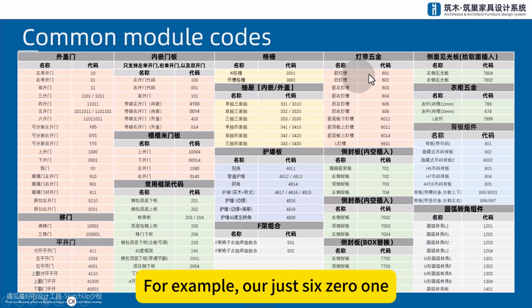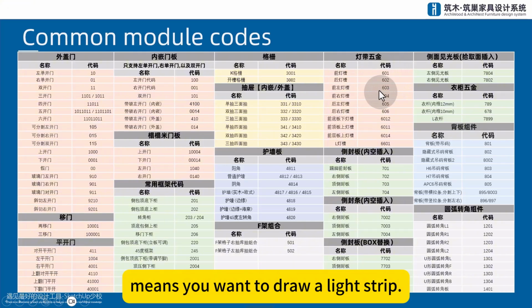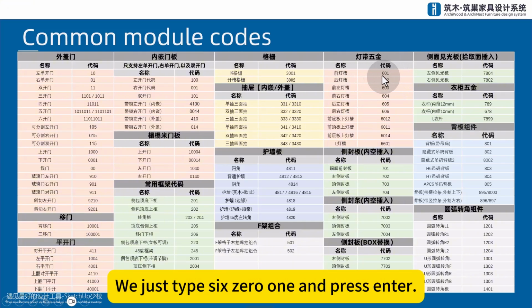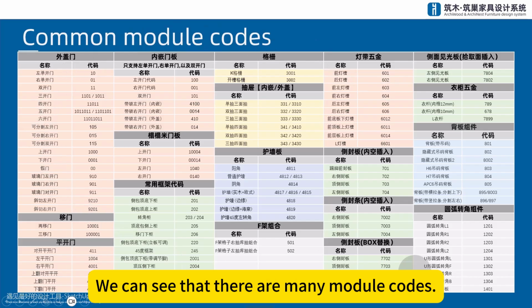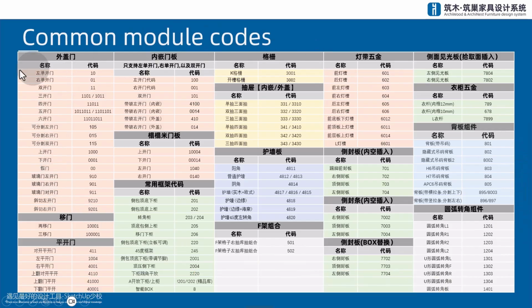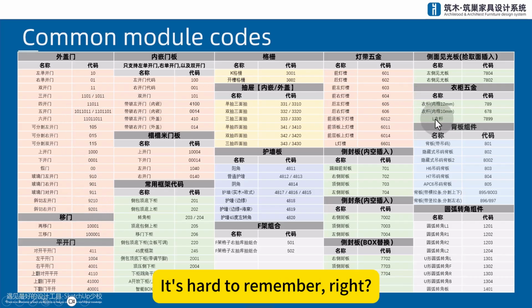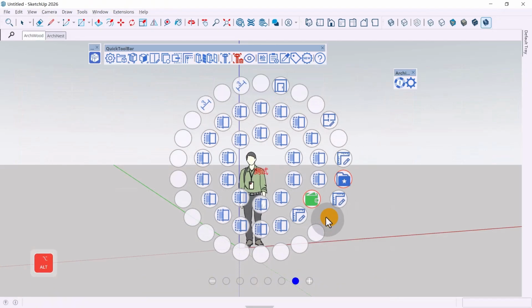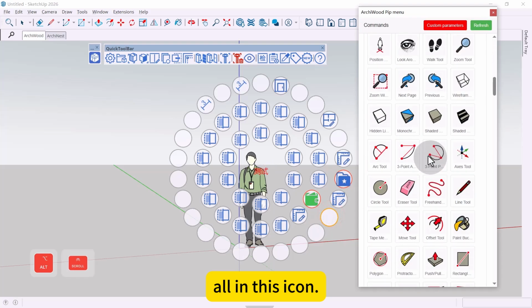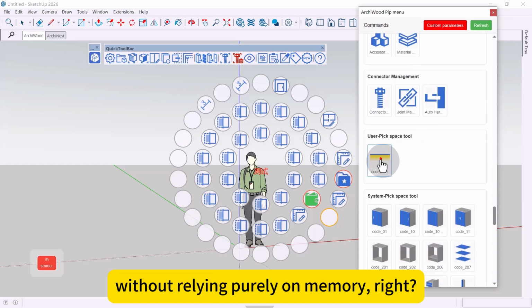For example, our 601 means you want to draw a light strip. We don't need to draw it manually. We just type 601 and press enter. We can use this shortcut key to quickly draw a light strip. We can see that there are many module codes. It's very, very large. So with more module codes, it may not be friendly to beginners. It's hard to remember, right? Now that we have this method, we can put these module codes all in this icon. We can use the icon to generate it without relying purely on memory, right?